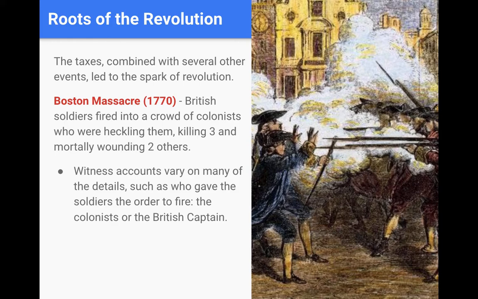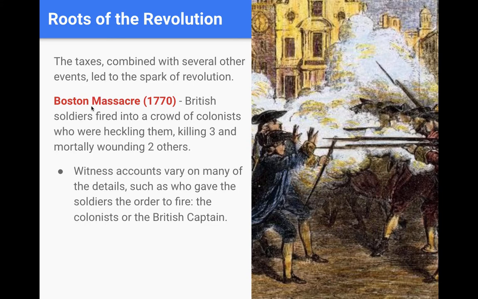What probably happened is you have a lot of the Americans at the time maybe throwing a snowball, heckling them, yelling out, maybe even daring them to fire. The reality is we don't know the exact things that happened. But we do know that the soldiers do fire into the crowd. 3 of them are killed instantly. 2 die later, right? So we have 5 deaths now.